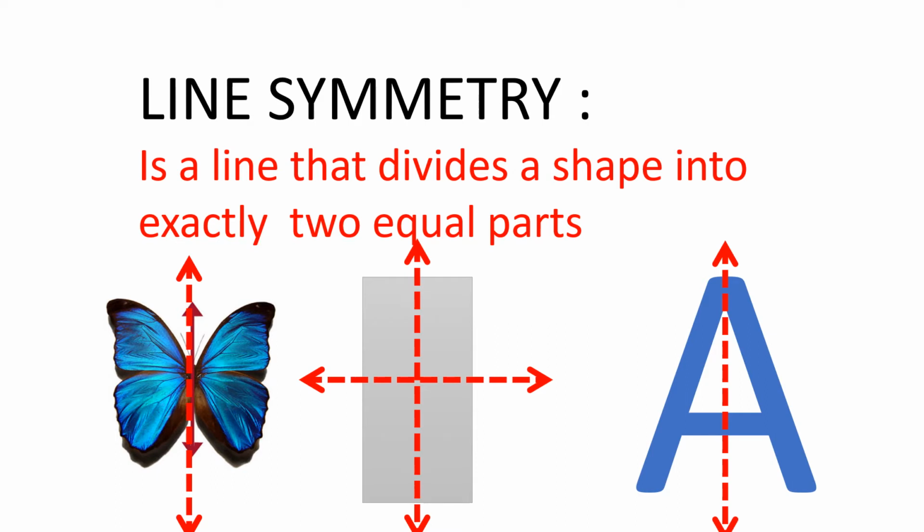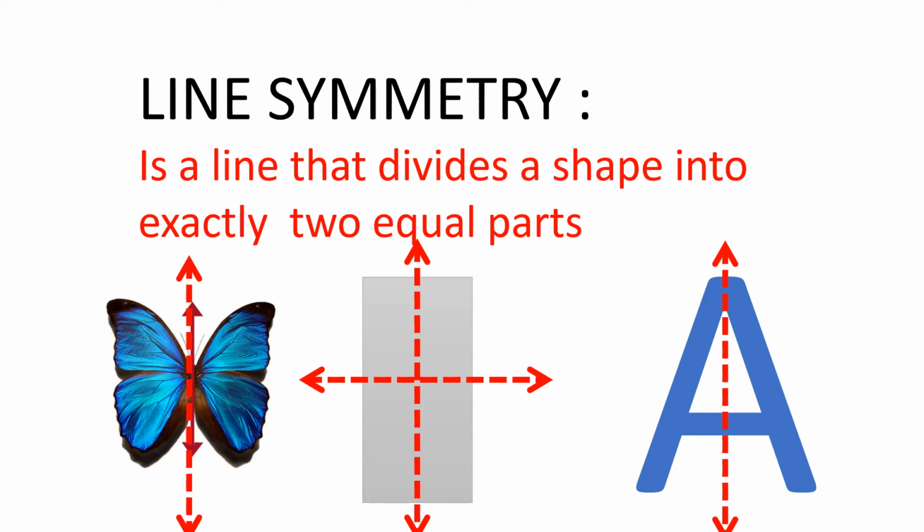So how many lines of symmetry does letter A have? It has only one line of symmetry, because we can't draw another line anywhere. If you put another line anywhere on letter A, of course, it doesn't divide letter A into two equal parts. So there is only one line that divides letter A into two equal parts, which is the vertical one here. So letter A has only one line of symmetry.